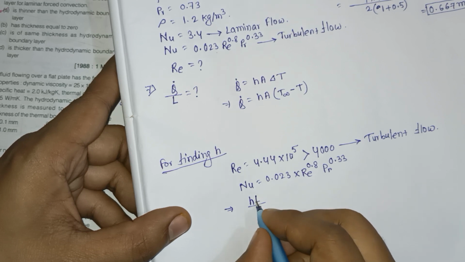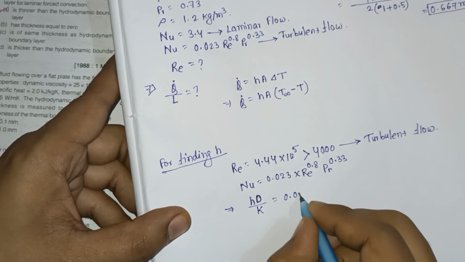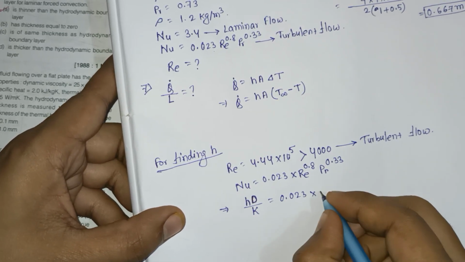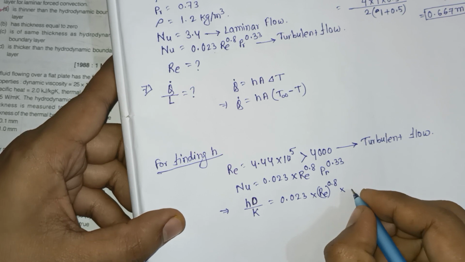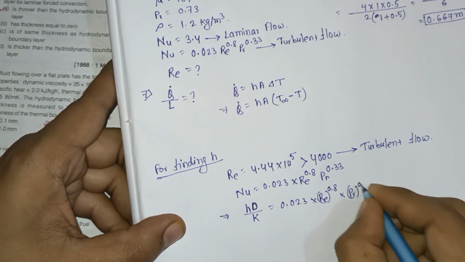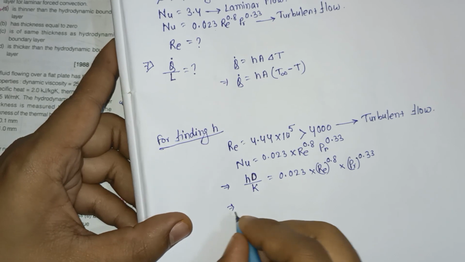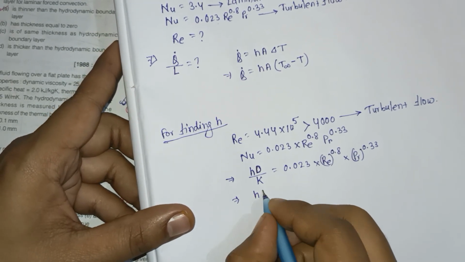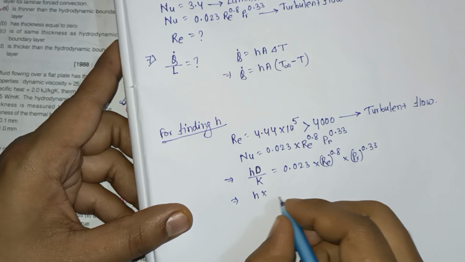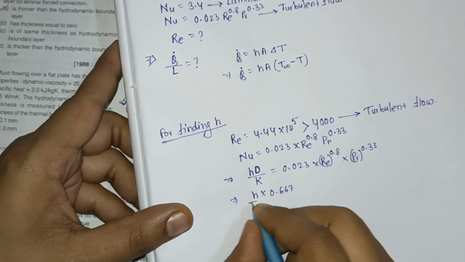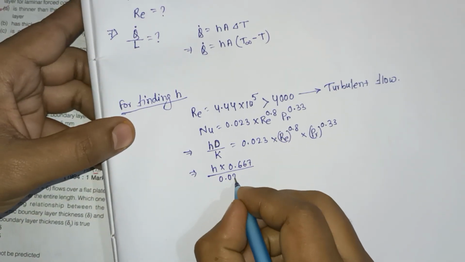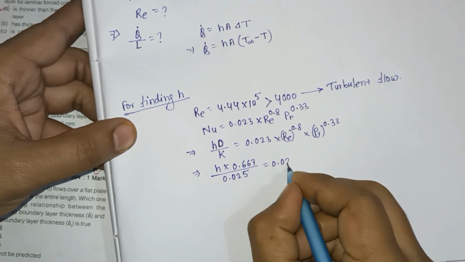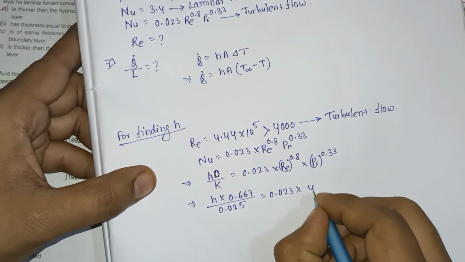Here L means this is hD by k, where D is the equivalent diameter. So hD by k equals 0.023 times Reynolds number to the power 0.8 times Prandtl number to the power 0.33. Just put the values. The equivalent diameter is 0.667. The value of k is 0.025.